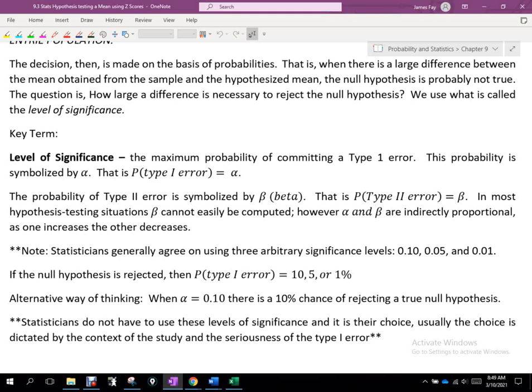So if my confidence level is 95%, alpha is 5%. Okay? That's called the level of significance. In our situation, it's the maximum probability of committing a type 1 error. So if I have a 95% confidence level, then I have a 5% level of significance, which is the same thing as saying that I have a 5% probability of committing a type 1 error. Okay? We said the probability is symbolized by alpha, and this is usually the way you would write it as kind of a definition.